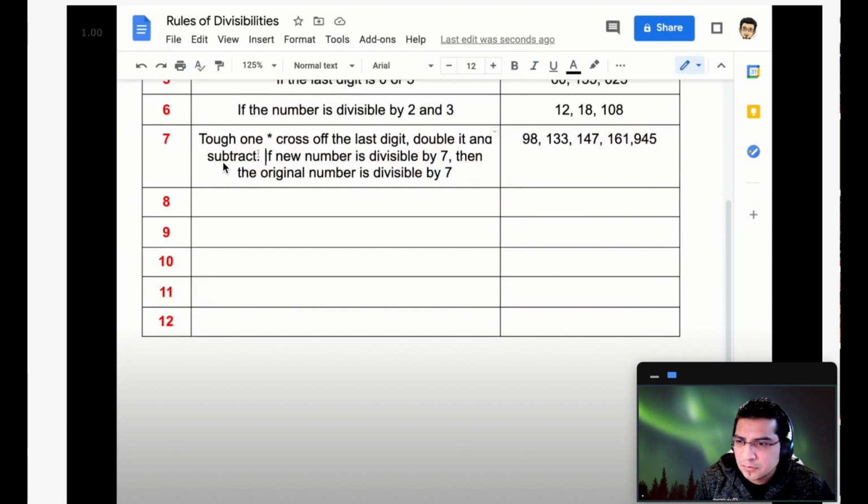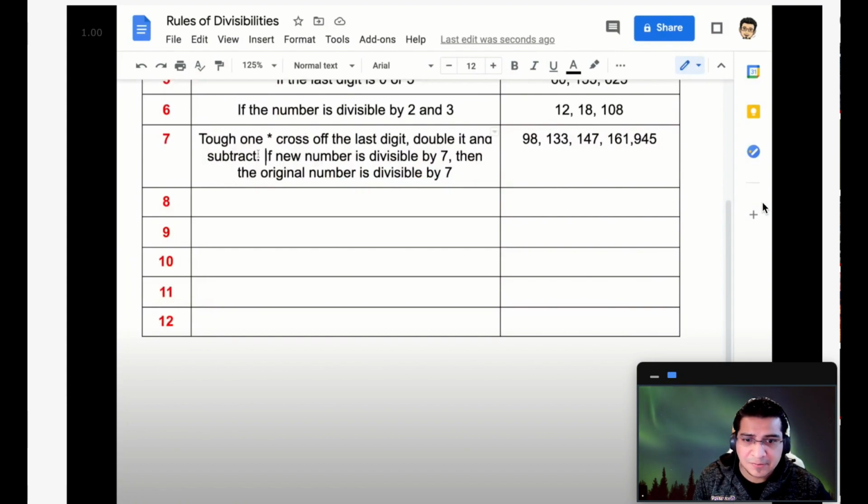Now, 7 is a little tough one. Let's talk about this one a little bit. For number 7, how do you know when a number is divisible by 7? Cross off the last digit, double it, and subtract it. If the new number is divisible by 7, then the original number is divisible by 7.